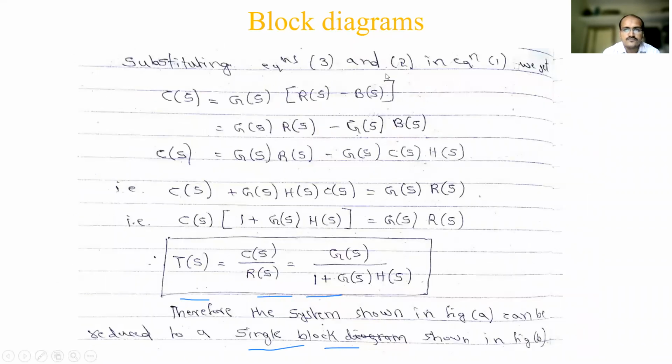Next we'll substitute equations 3 and 2 in equation 1. Step by step we are doing. First equation, C of S equals G of S into E of S. What is E of S? The error signal from equation 3 is R of S minus B of S. Then we multiply: G of S into R of S minus G of S into B of S. Simplified. Next, the B of S signal we know. G of S, R of S as it is we are writing here.